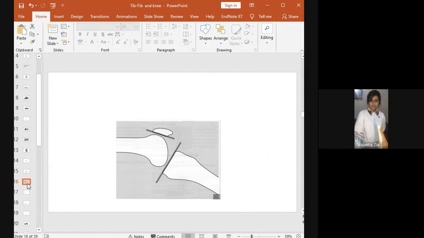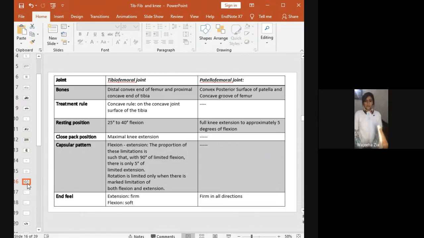Now, the next one. As per the concavo-convex rule, we will go through some basic terminologies first, then we will go to the mobilization techniques. So, for the knee joint, there are two joints in the knee. The first is the joint between the tibia and the femur, the tibiofemoral joint, and the second is the joint between the patella and the femur, the patellofemoral joint. So two joints are here. You have to mobilize both joints separately.